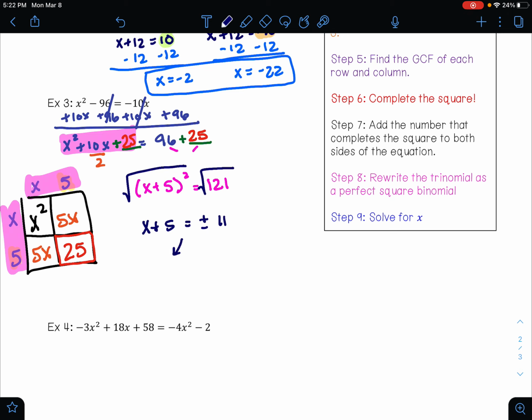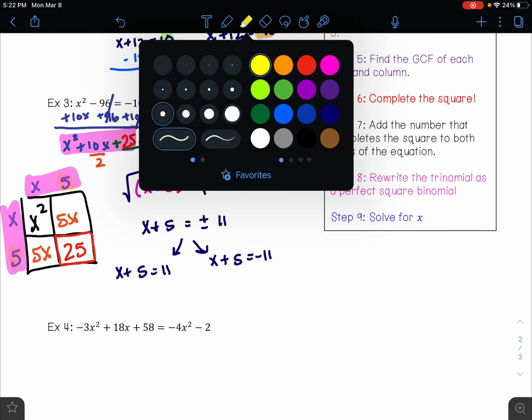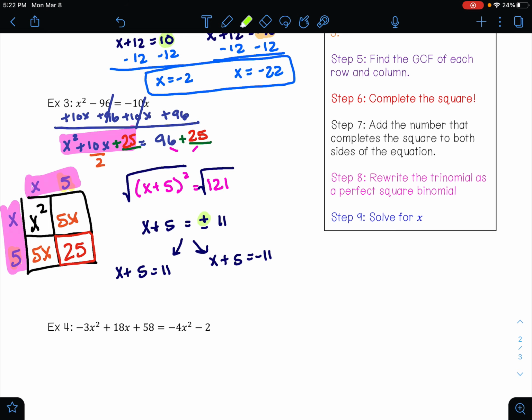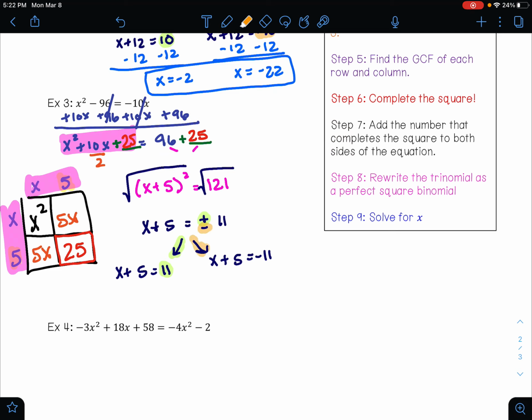From here, I have 2 equations. I have x plus 5 equals 11, and I have x plus 5 equals negative 11. I have one equation for the positive 11 and another equation for the negative 11.